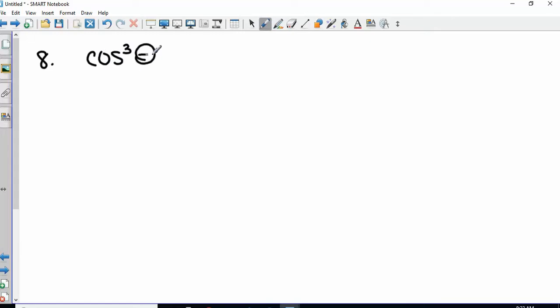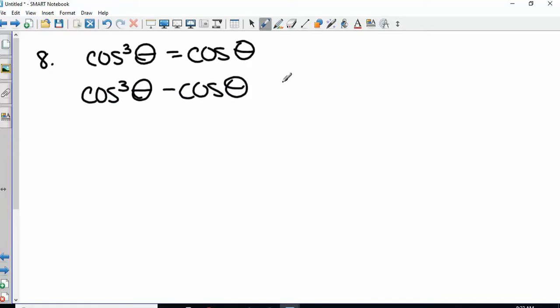So number 8, we have cosine cubed theta equals cosine theta. What would you have to do to solve this? Get your cosine theta. Make sure if you missed them, you're fixing it. Both of these have a cosine, so we could factor that out.